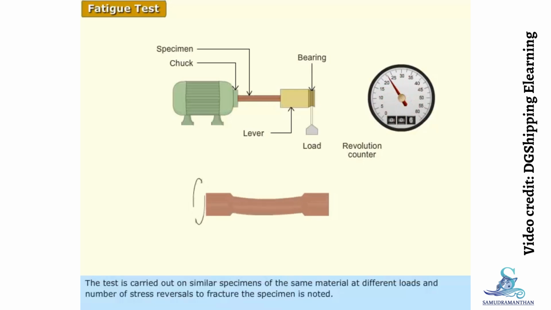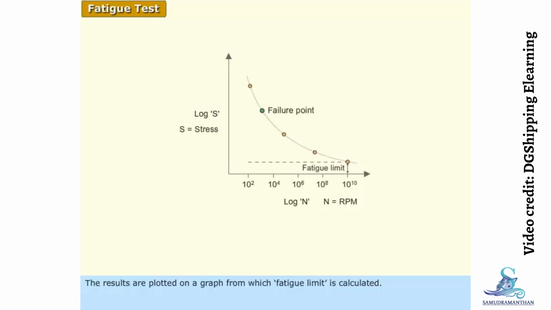The test is carried out on similar specimens of the same material at different loads, and number of stress reversals to fracture the specimen is noted. The results are plotted on a graph from which fatigue limit is calculated. Logarithmic scale is adopted to condense the graph.